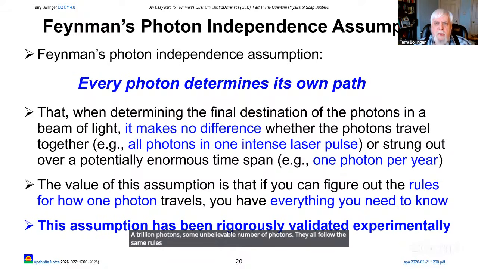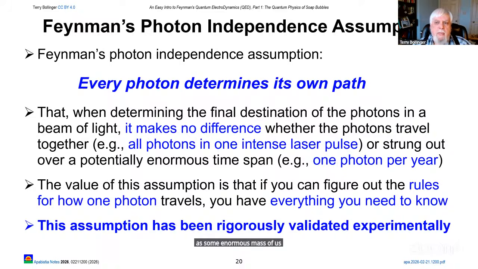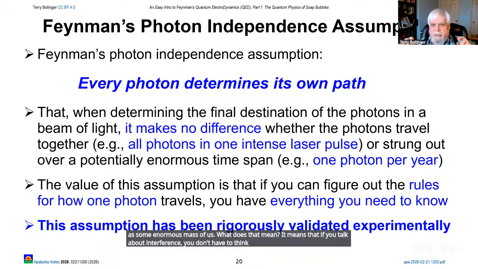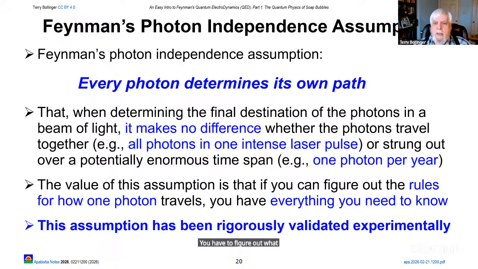The single photon has all the ability to figure out that path and figure out the probabilities on its own as some enormous mass of us. What does that mean? It means that if you talk about interference, you don't have to think about a whole bunch of photons interfering with each other. You have to focus on that one photon. You have to figure out what that one photon is doing and how it is doing it. And that leads you down a very interesting path.